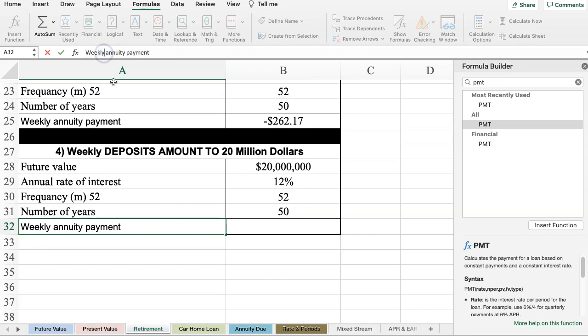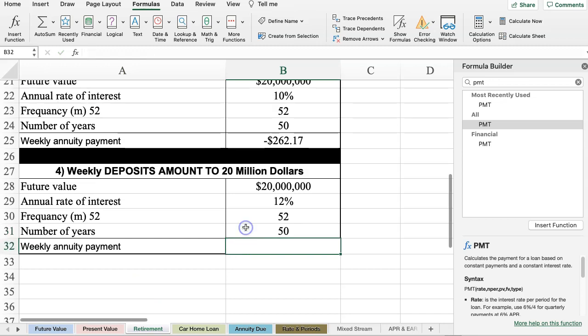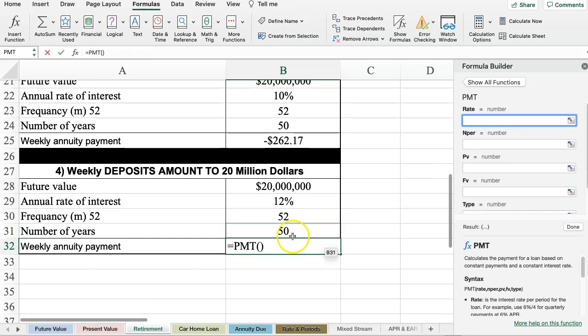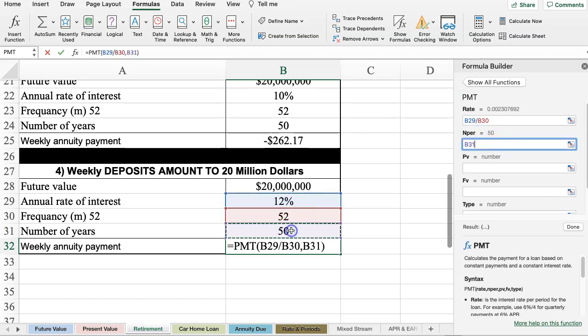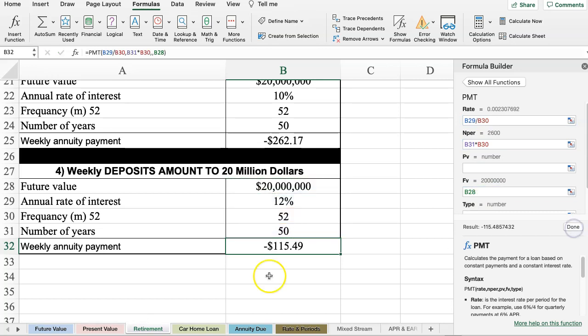Weekly annuity payment. So again, how do we calculate the difference if it's actually 12%? So again, payment divided by 52, N per 2, and our future value is 20. So there'll only be 100 a week to save.